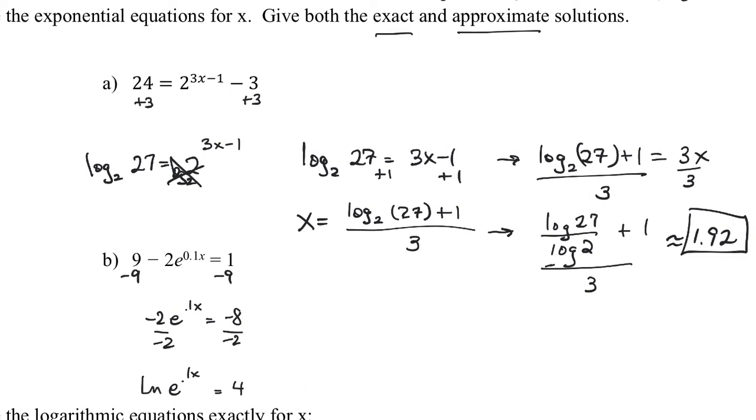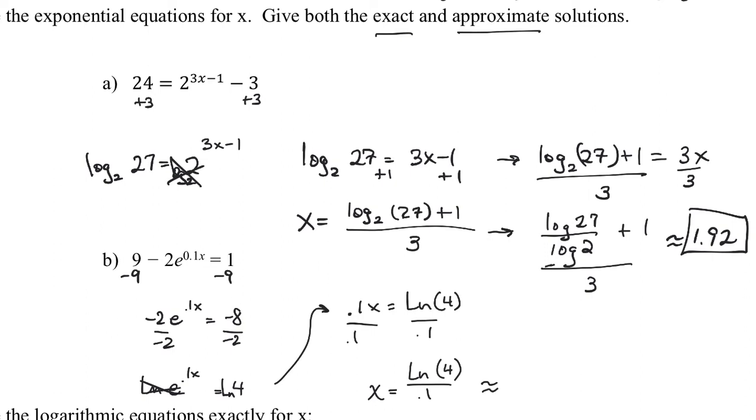Now use natural log to cancel the base e. And what we have is 0.1x equals the natural log of 4. And we can divide by 0.1 to isolate x. So there's the exact form. And the approximate form would be 13.86.